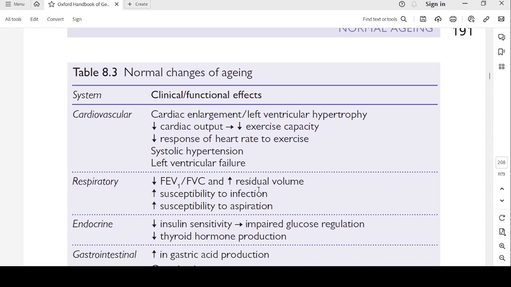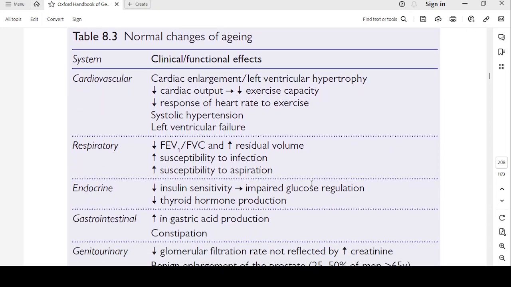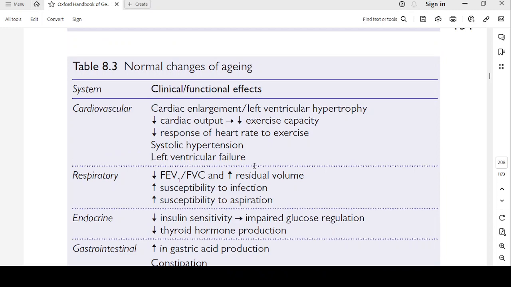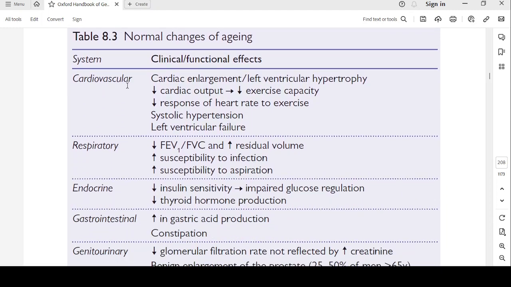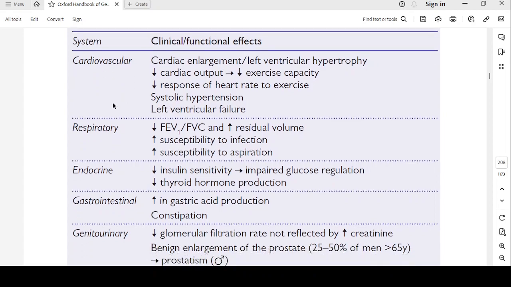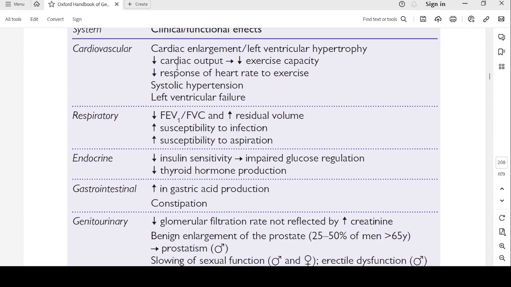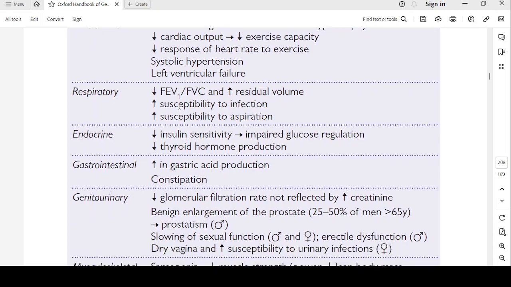No, normal changes of aging. So this is normal changes of aging, system and clinical functional effects. Cardiovascular: cardiac enlargement or left ventricular hypertrophy, decrease in cardiac output, decrease in exercise capacity, decreased response of heart rate to exercise, systolic hypertension, left ventricular failure.